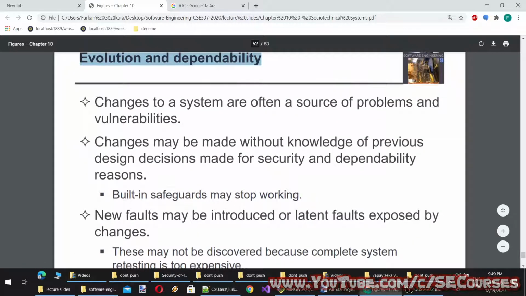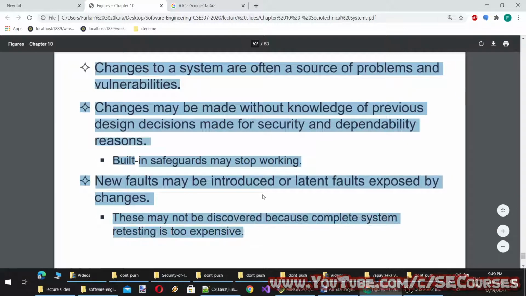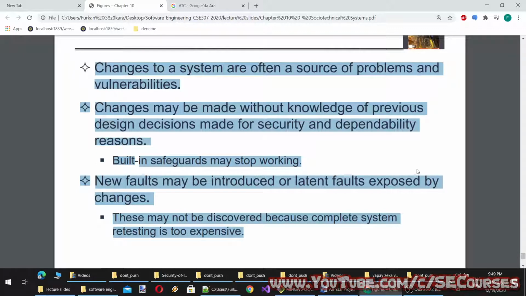Evolution and dependability. Changes to a system are often a source of problems and vulnerabilities. Changes may be made without knowledge of previous design decisions made for security and dependability reasons. Built-in safeguards may stop working. New faults may be introduced or latent faults exposed by changes. These may not be discovered because complete system retesting is too expensive.